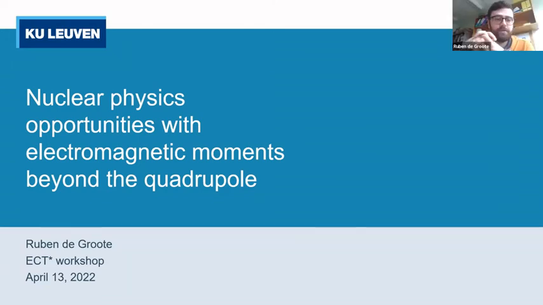So yeah, first I'd like to of course thank the organizers for this opportunity to talk to you about nuclear physics opportunities with electromagnetic moments beyond the quadrupole. In fact, I will only really talk about one of these specifically. I will talk about the magnetic octupole moment. There's other things that could be talked about, of course. Electric hexadecupole moments, for example. There's some things that we could say about that.